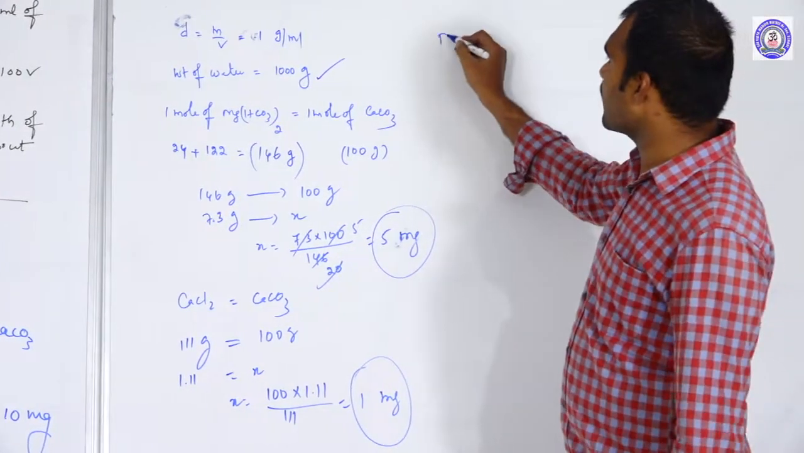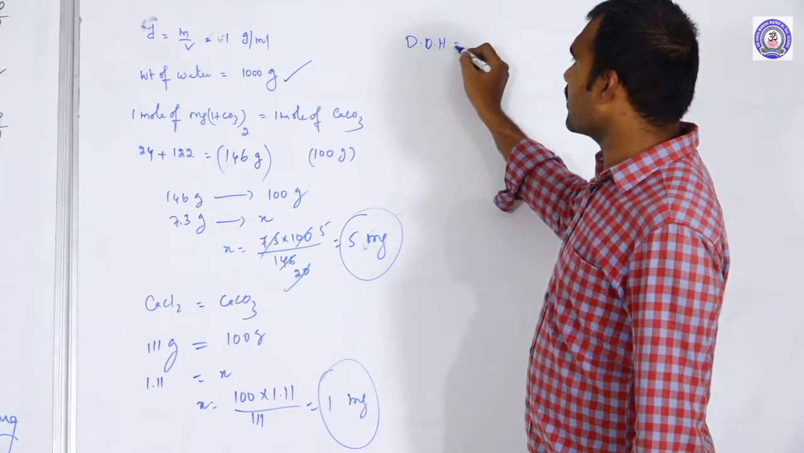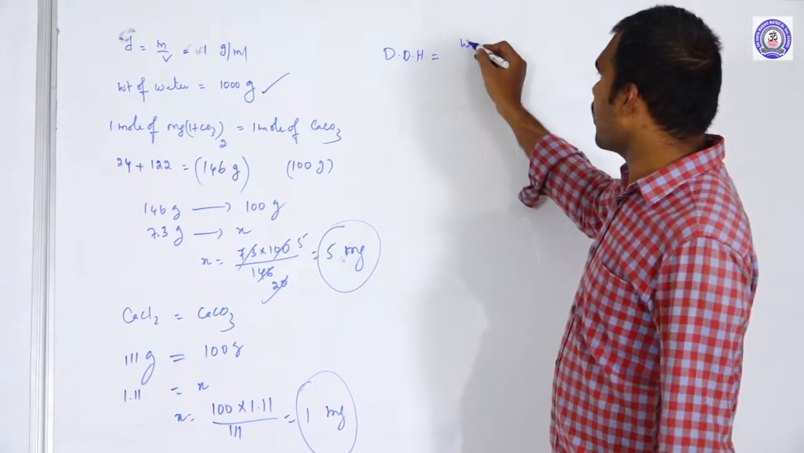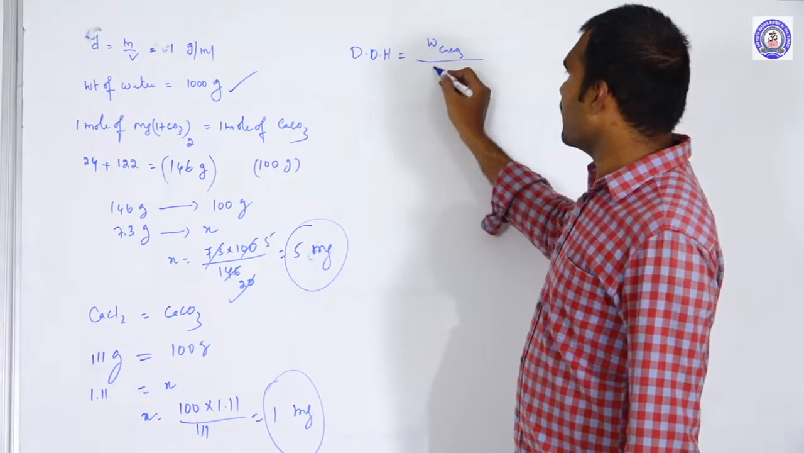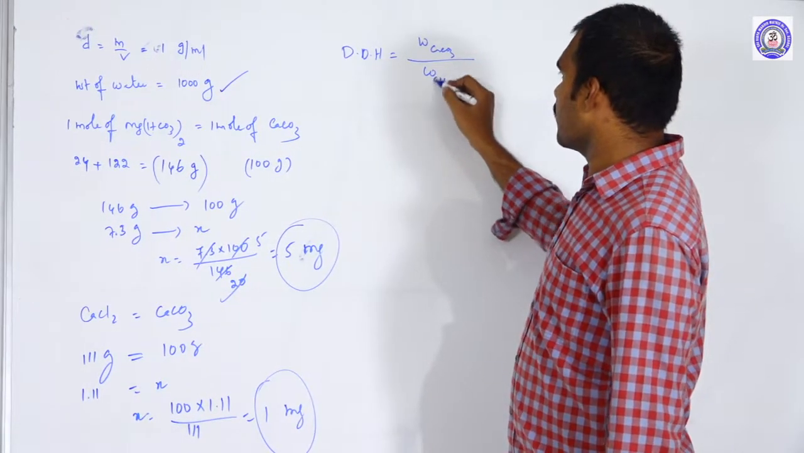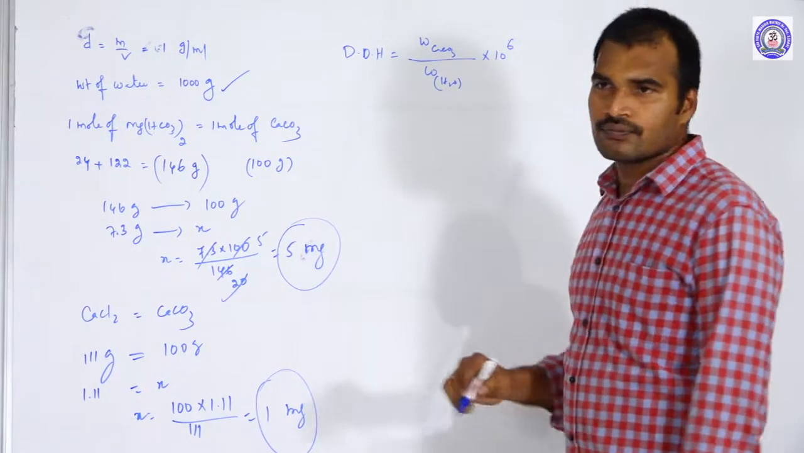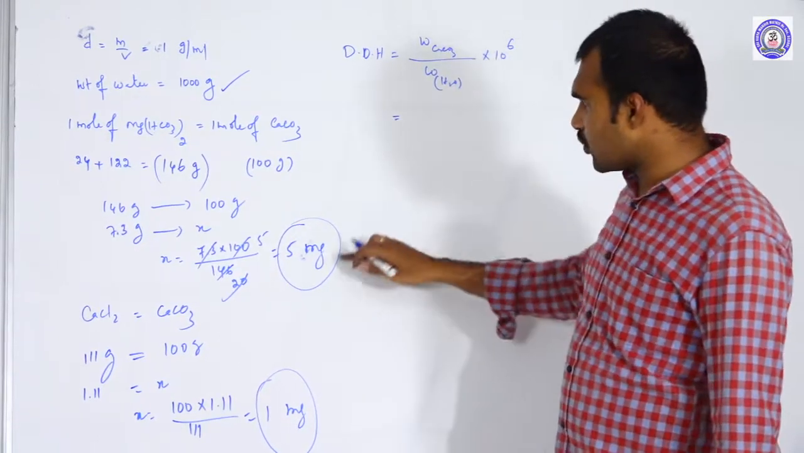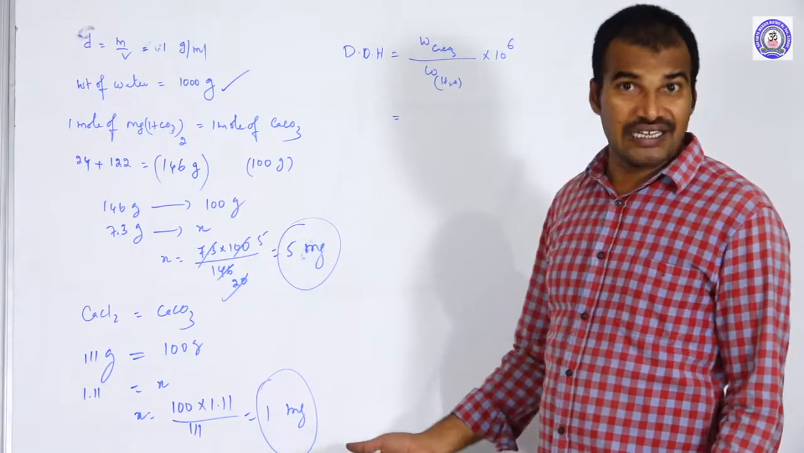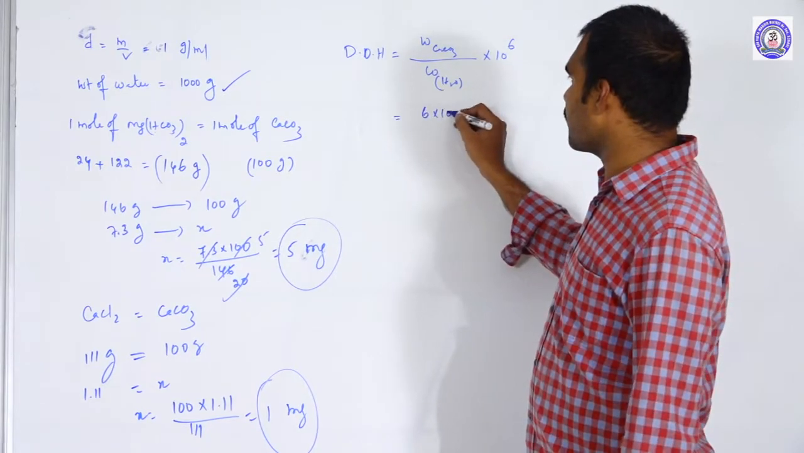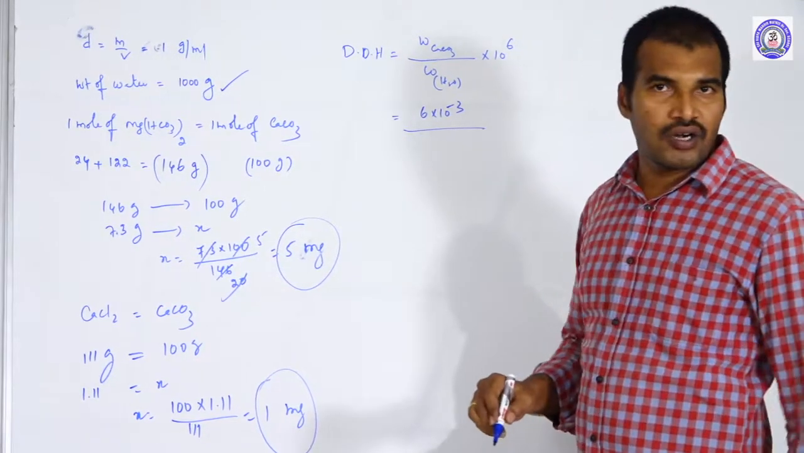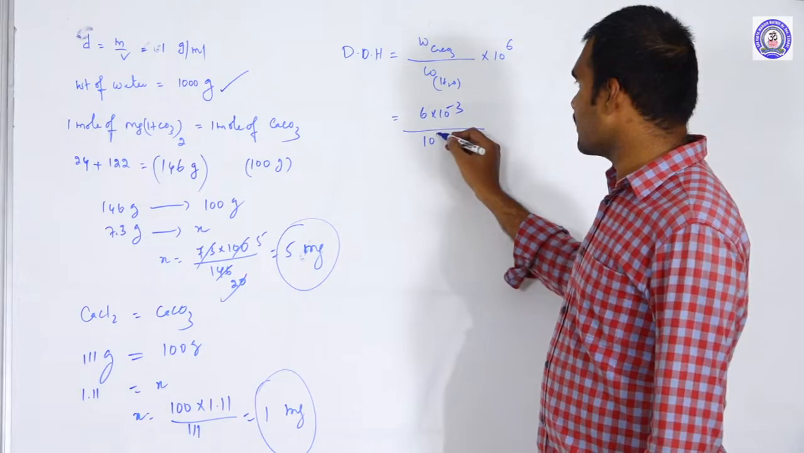So the degree of hardness is equal to, what is the formula? Weight of CaCO3 by weight of water into 10 power 6. What is the total weight of CaCO3? 5 plus 1, 6 milligrams. That is equal to 6 into 10 power minus 3. And the weight of water, 1 liter, that we already know is 1000, which is 10 cube.